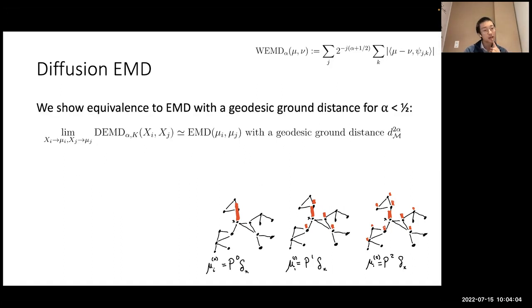Cool. And so we showed that this was equivalent to an earth mover's distance with a geodesic ground distance. And so this is the equivalent thing that we were doing in Euclidean distance, right? So people have shown wavelets are equivalent to earth mover's distance for the Euclidean ground distance, but you can also show that this is true on a graph. Cool.